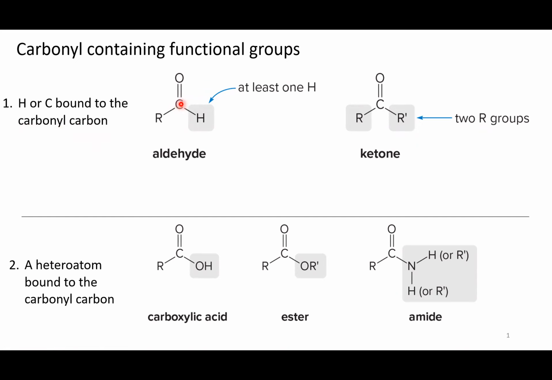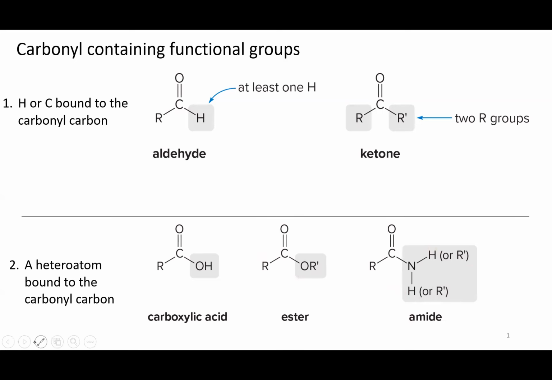The first is where your carbonyl carbon is bound to either a hydrogen or a carbon. So that would be your aldehyde and your ketone. And the other category would be where your carbonyl carbon is bound to a heteroatom. And you see here, we have a carboxylic acid, an ester, and an amide.